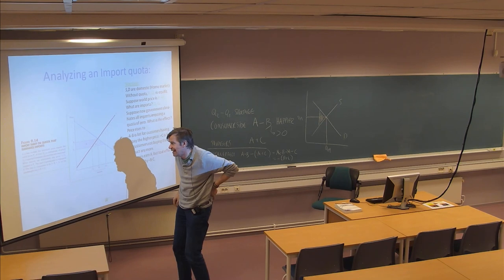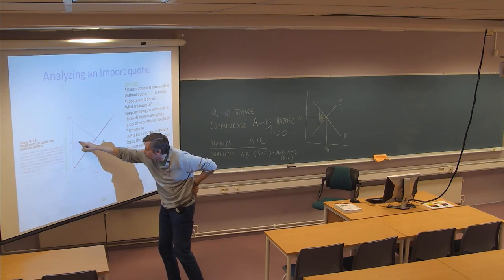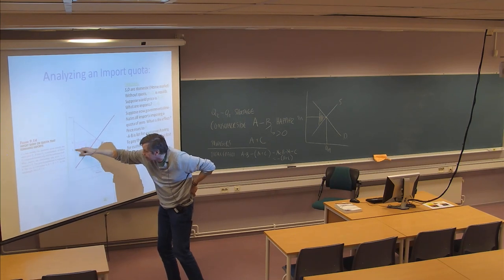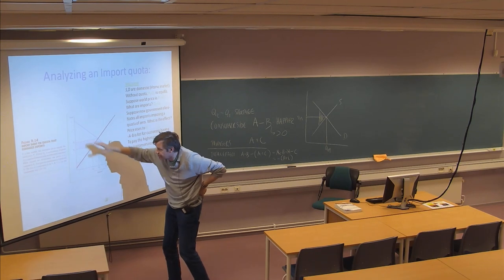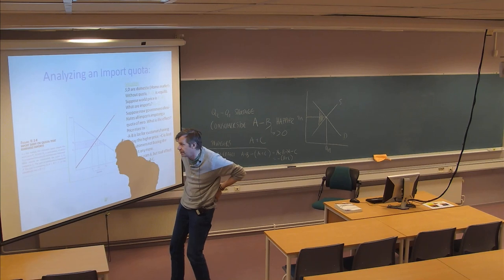It says here that the gain to producers is trapezoid A. Of course, the producers will now suddenly sell from this up, so they get an extra gain, compared to this price, by this trapezoid A here, because they are able to sell at a higher price than they did previously. So the producers are happy here.